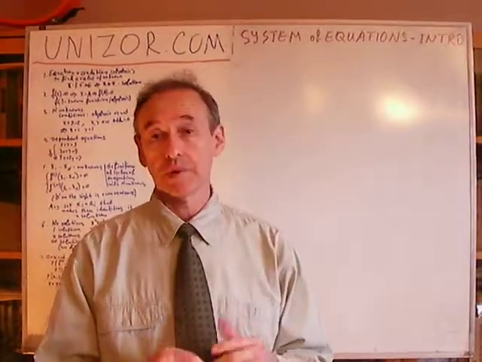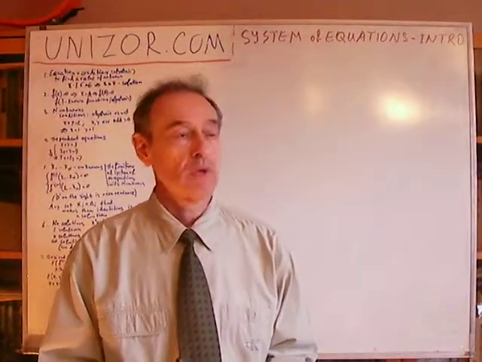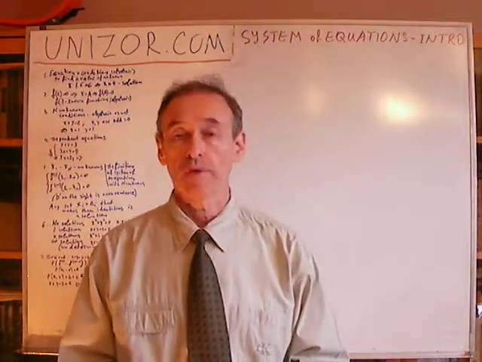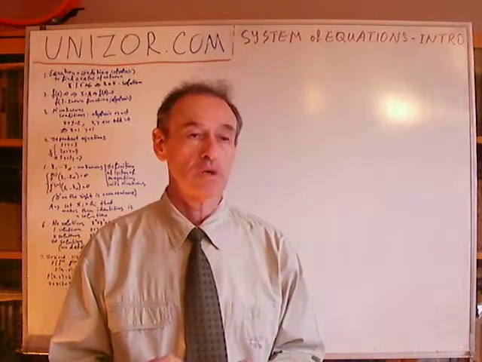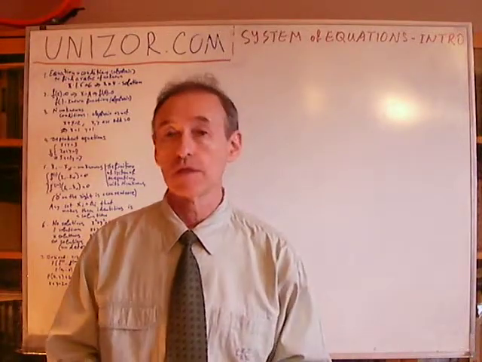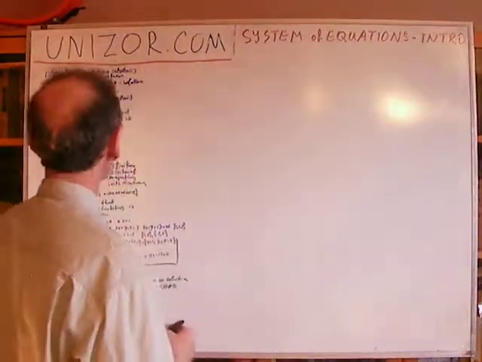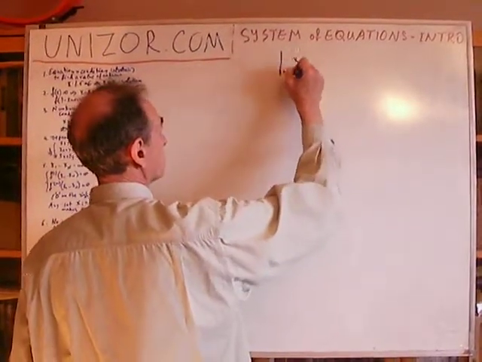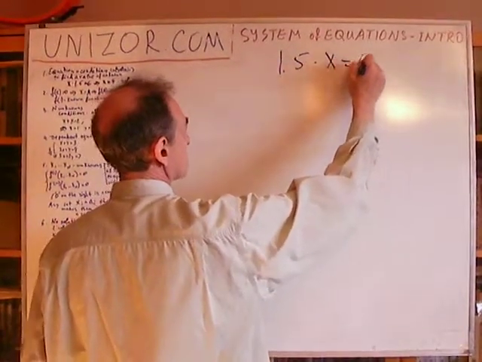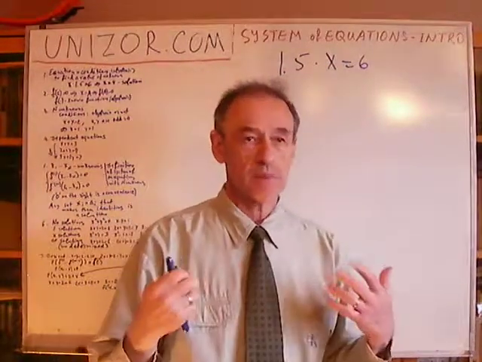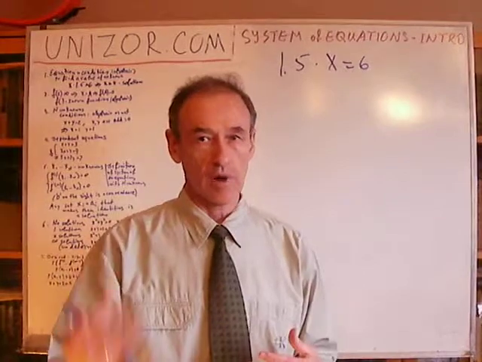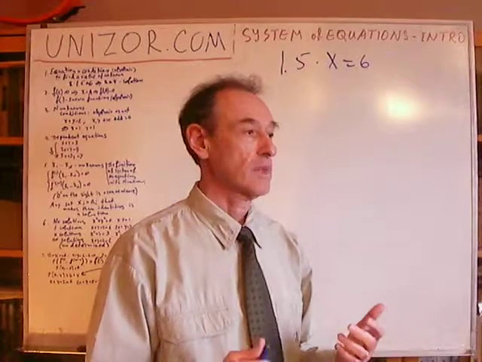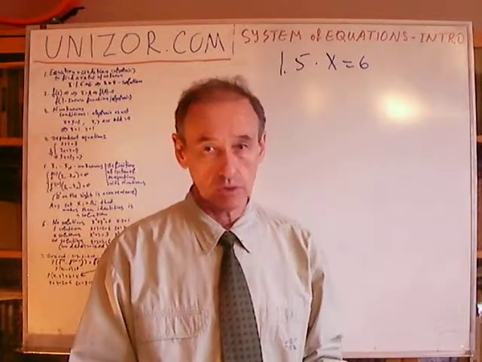Let me first remind you what equations are for. Equations are certain numerical or, rather, algebraic conditions which we establish about certain unknown variables. So if you have some condition about an unknown variable which we call x, let's say 1.5 times x equals 6, what does it mean? It means basically that there is some unknown variable which, if multiplied by 1.5, gives 6. Now, the next question is, what is this unknown variable?